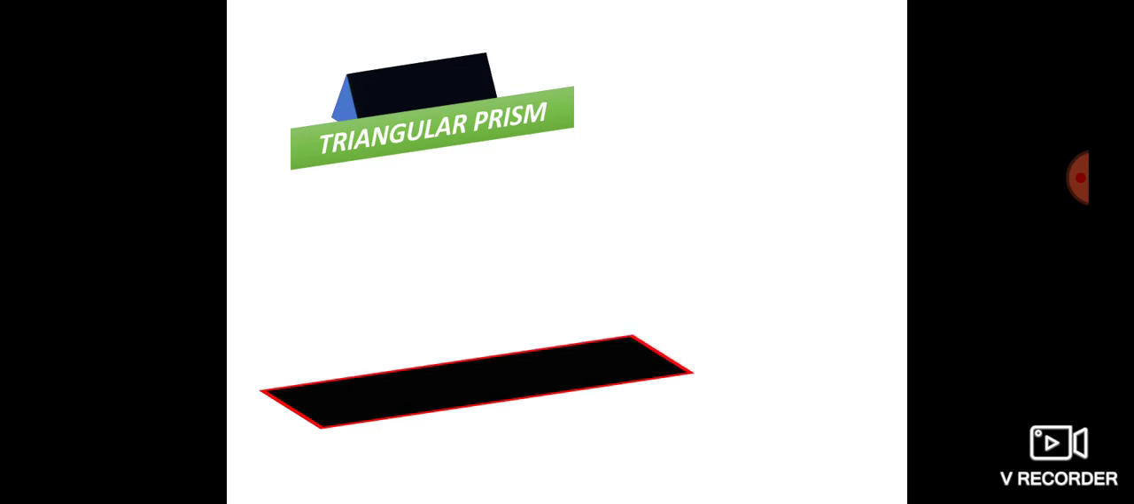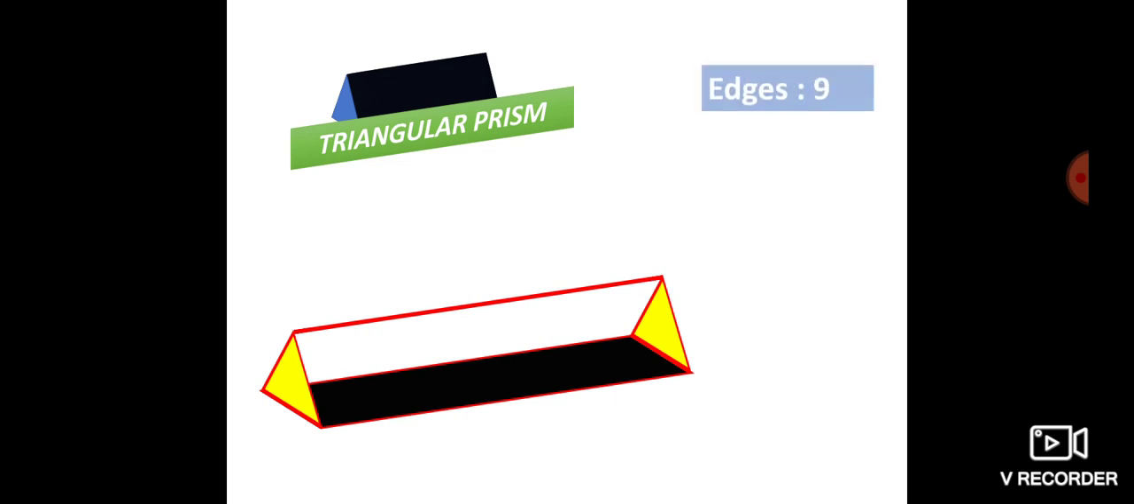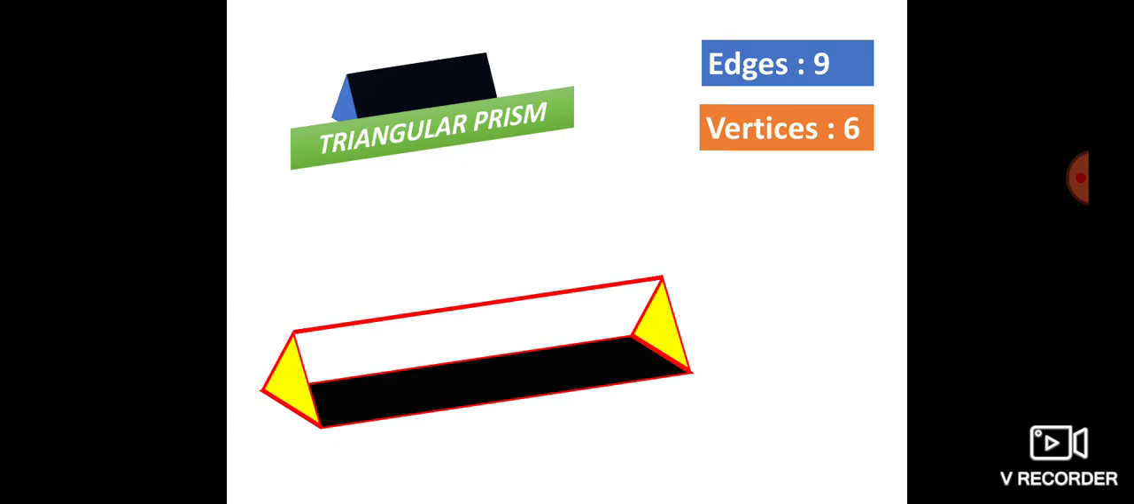Next shape is triangular prism. You can see one rectangle. How many edges here? 4 edges. Next one triangle. Second triangle. Then join. This is a triangular prism. Total how many edges? 9 edges. You count the red line segments, then we will get 9. Then vertices. 6 vertices. Triangle 3. Other triangle also 3. Total 6 vertices. Then faces. How many? 5.